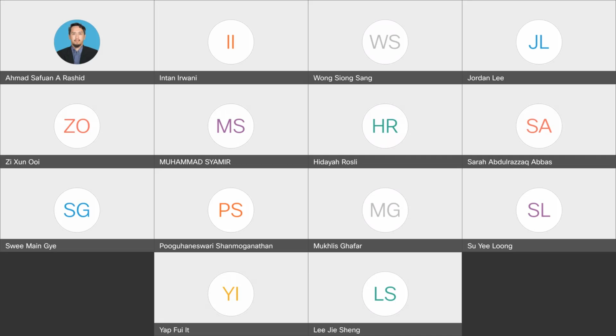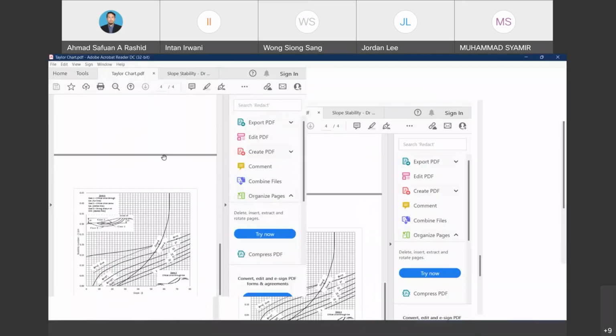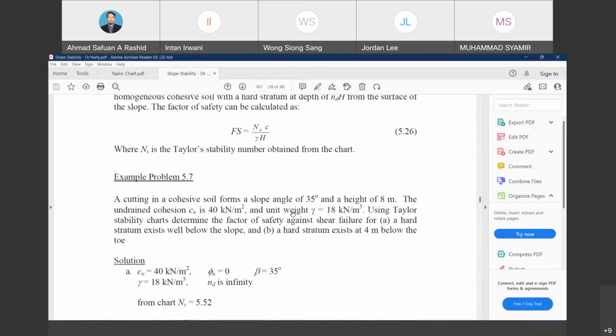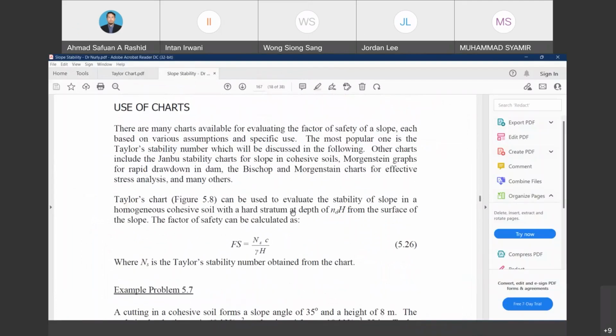Okay, now we look at an example on the use of the Taylor chart. So we go to Dr. Noli Gofar's reference book.